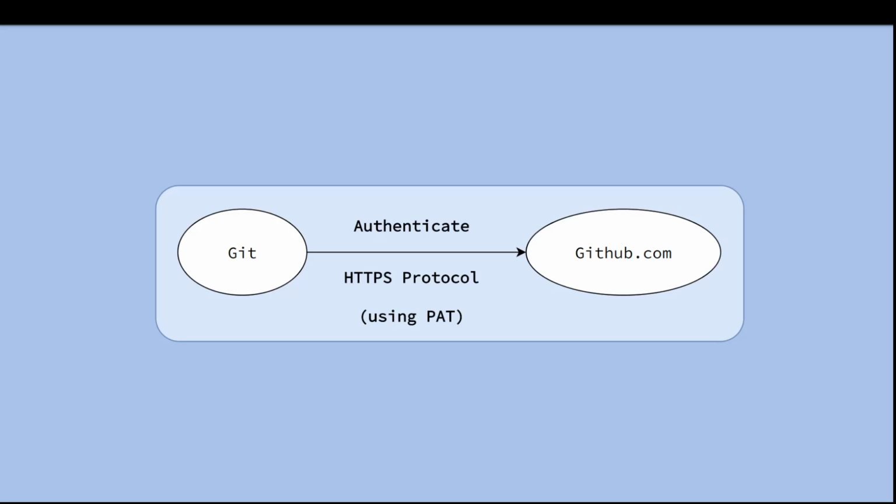Today we are going to look at how to authenticate to github.com on HTTPS protocol using a personal access token, also known as PAT. PAT is a secure way and the recommended way by GitHub to access any repository on GitHub.